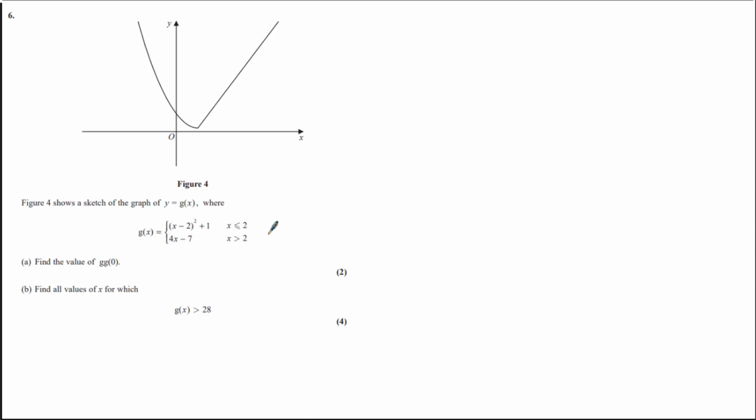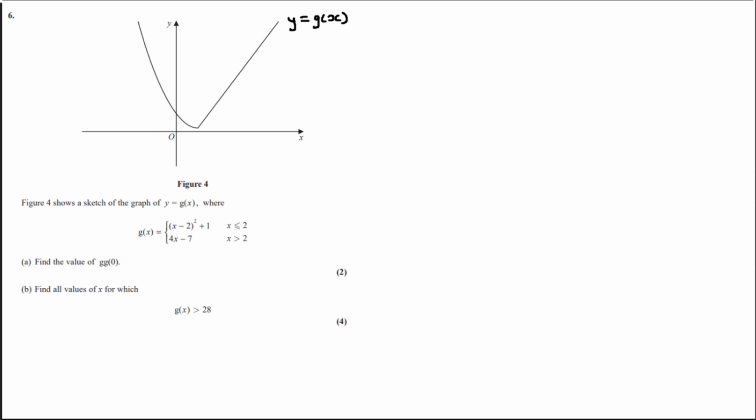So first of all, we can see that g of x is a piecewise function, which is basically a function that is made up of multiple subfunctions. And you can see that this is illustrated quite nicely on the diagram, which we can call g of x. On the left, we have our quadratic function for values of x less than or equal to 2. And for all values of x strictly greater than 2, we have this linear function 4x minus 7, which would be to the right side of this point 2 here.